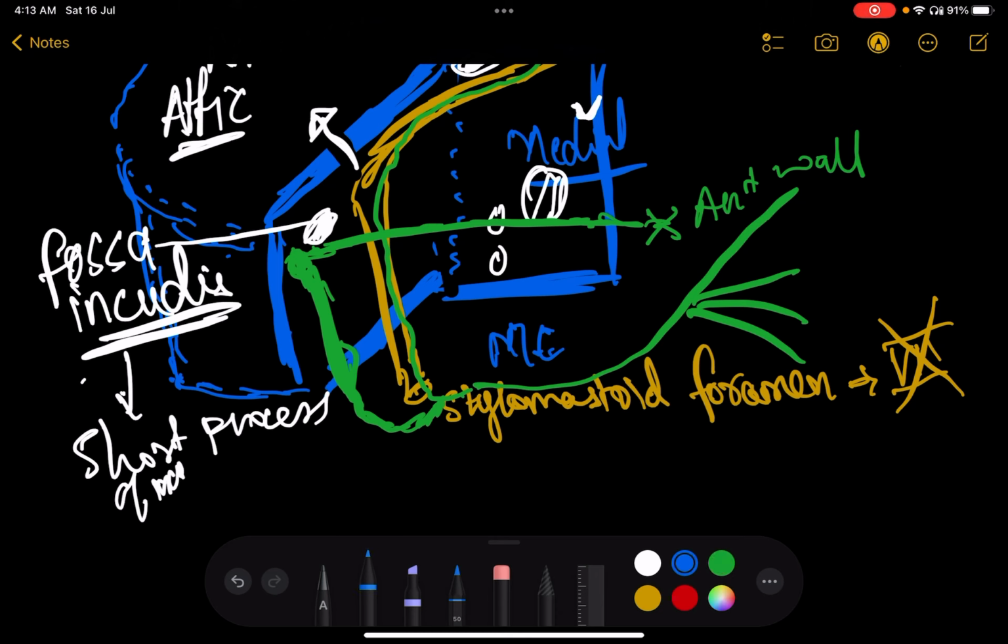What a force. But after that, I definitely need to erase this part because I need to demonstrate something way better, something way more important. Something really, really important. I need to demonstrate something which is called the facial recess.